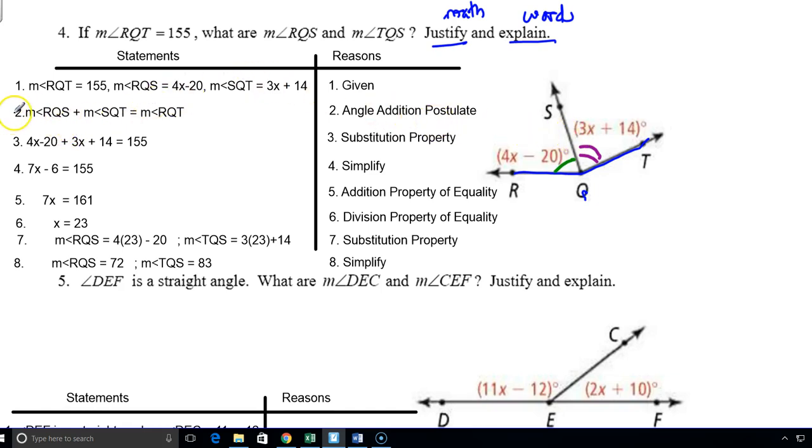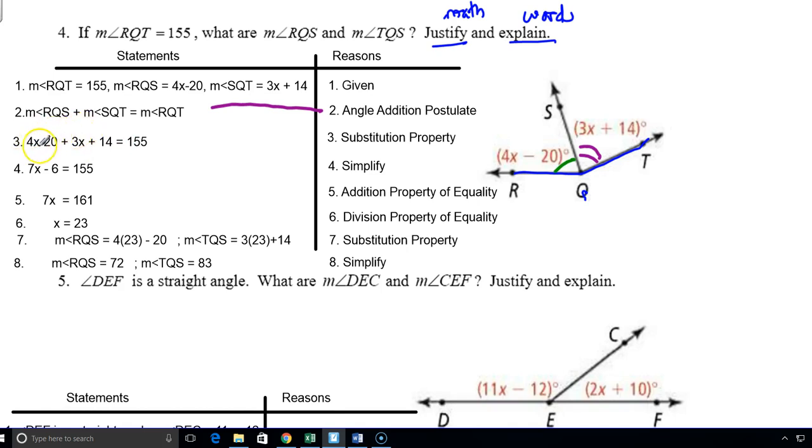So now we're going to use the angle addition postulate. We're going to say the measure of angle RQS plus the measure of angle SQT equals the measure of angle RQT. So what I've created here is the statement and reason. This is called a two-column format, just so that I can match up a statement with a reason. The reason answers the why question. So there's a connection here, like, why can I say this thing that I'm saying here? Well, because the angle addition postulate says that.